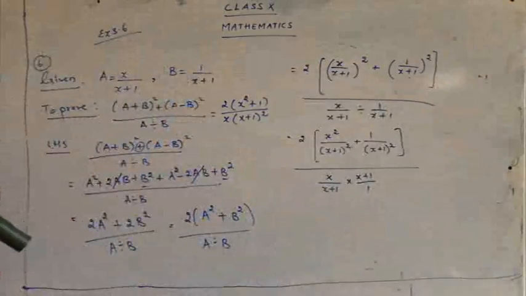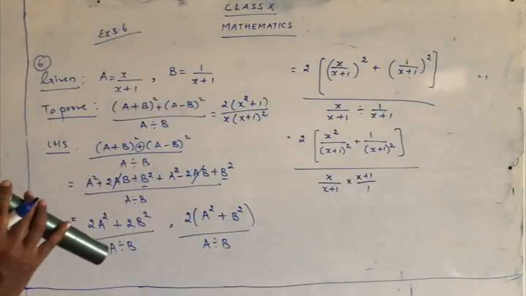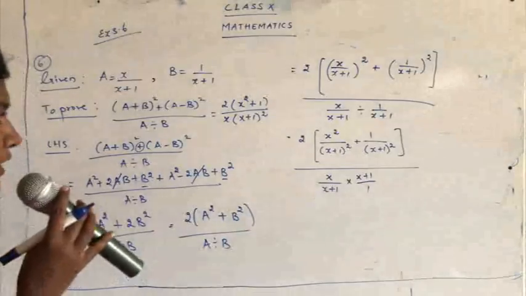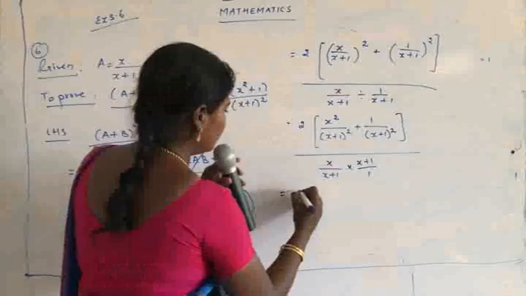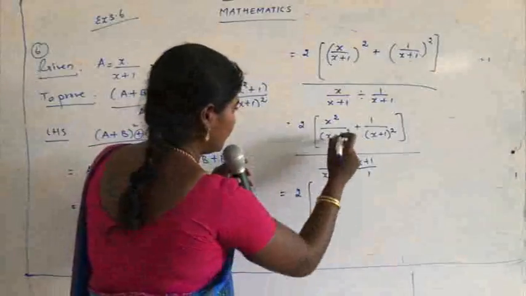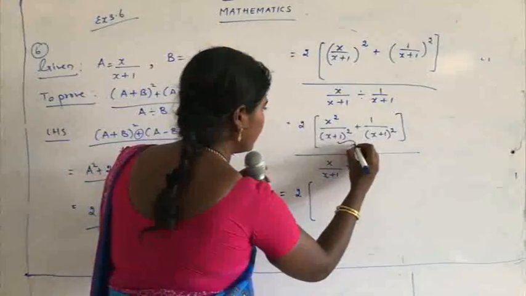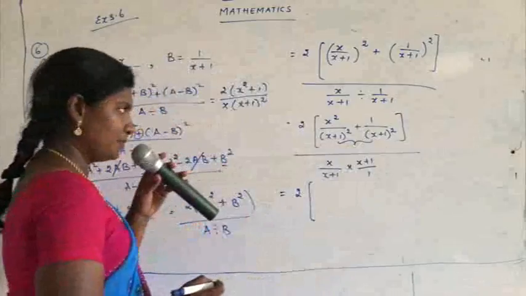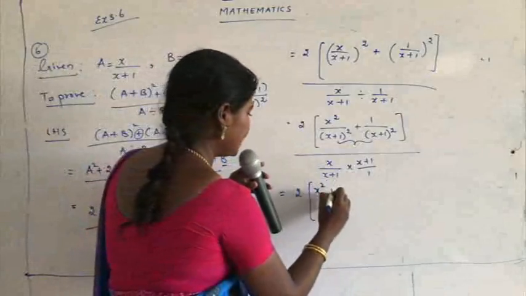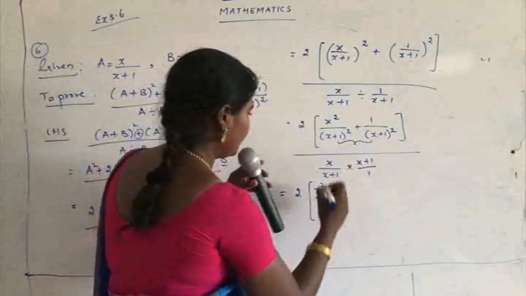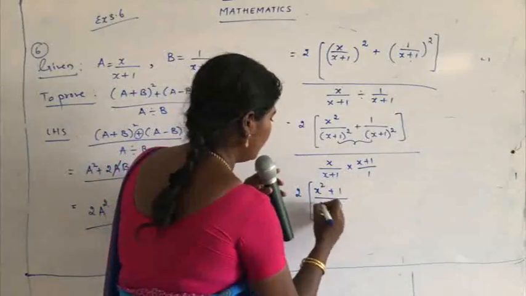That is 1 upon x plus 1 changes to x plus 1 upon 1. Now let's go for the further simplification. Now see here, children, equal to 2. Since the denominators are same, that is, we are having like denominators over here, we are going to take the numerators together. x square plus 1 upon x plus 1 the whole square.